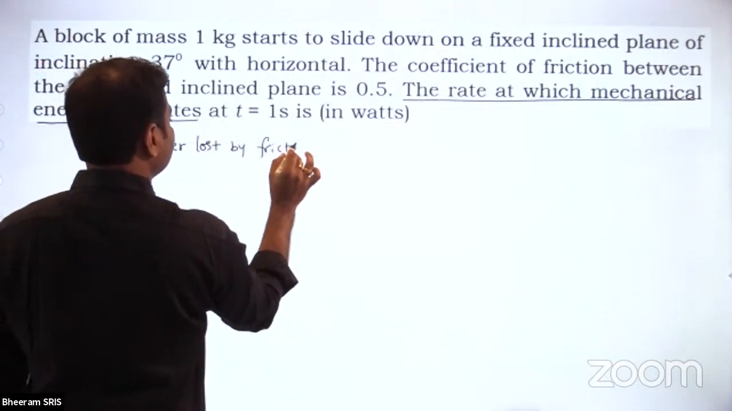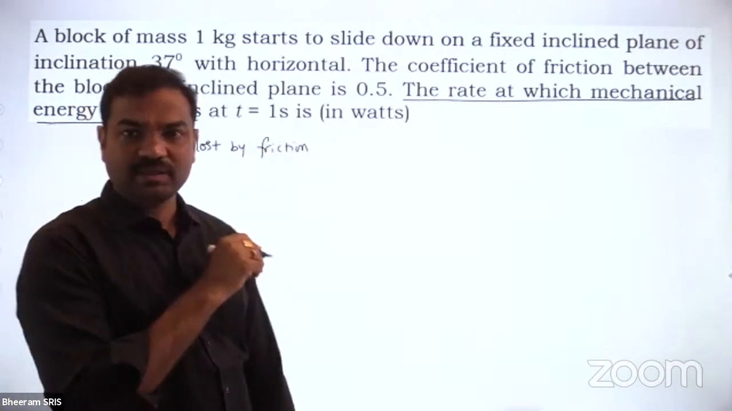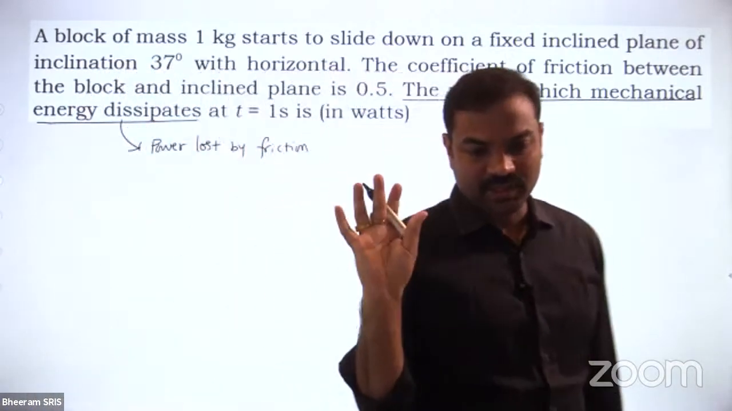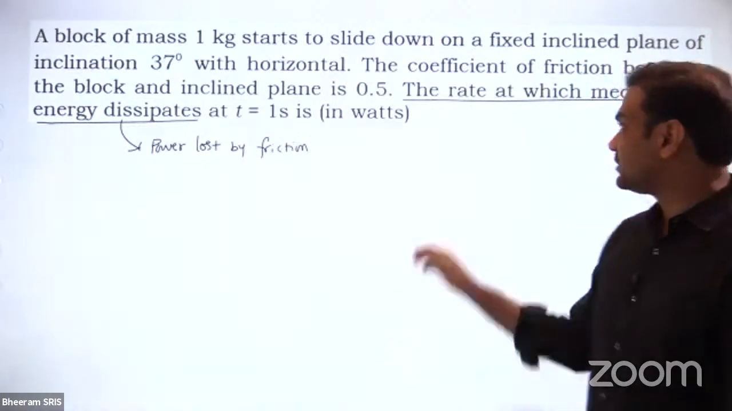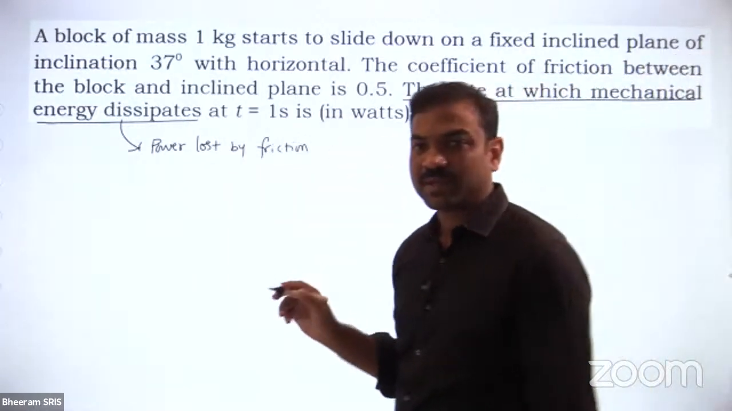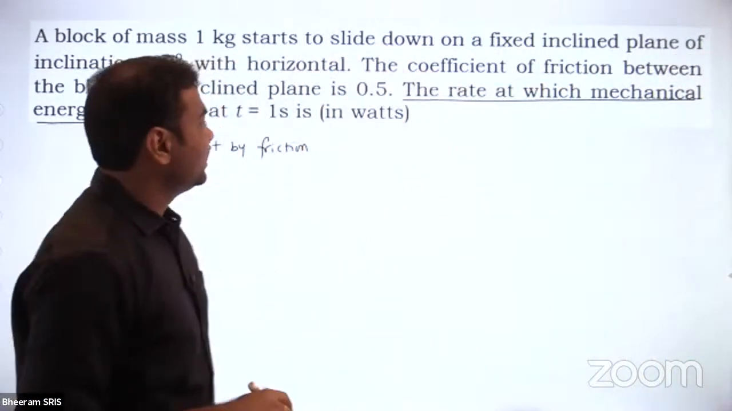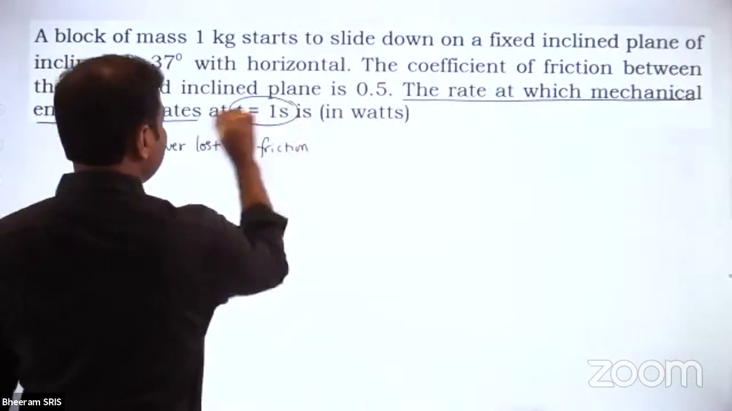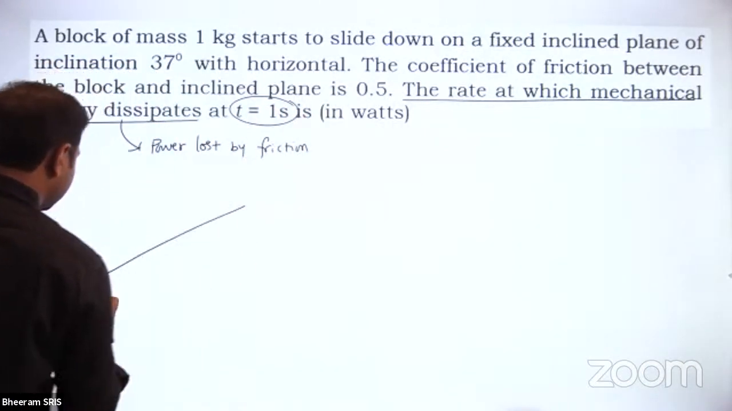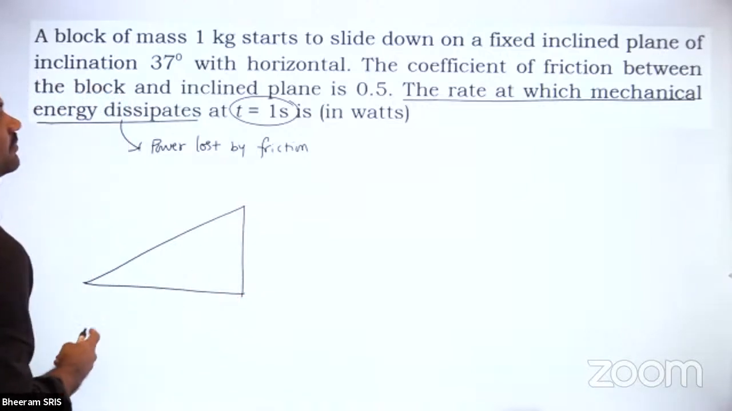See, indirectly I have given it. If I give the power lost by friction, I think some people might have done it. So this statement you need to understand: rate at which mechanical energy is lost. Okay. That time is equal to 1 second is required. So for that, what we have to do is see how the block is moving.